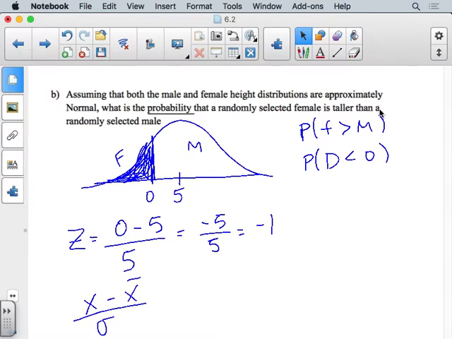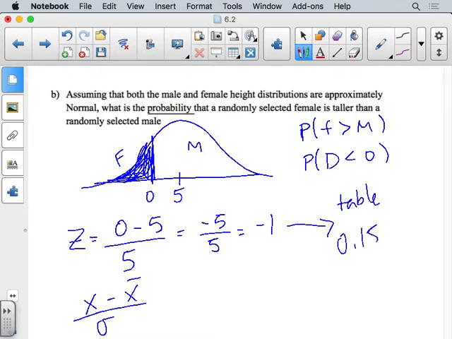0.1587, so 15.87%. I look up that value in the table, and it says there's about a 15.87% chance of that, or in other words, 16%. That makes sense. There's plenty of opportunity, with a random female and a random male, where the female is taller.